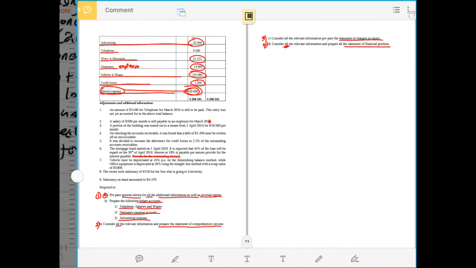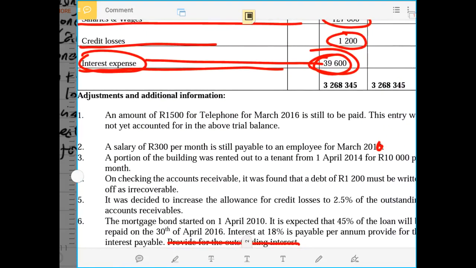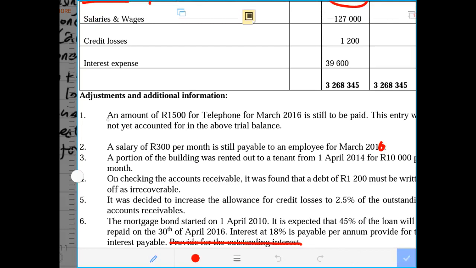Our general entries start with number 1. Number 1 of our general entries tells us that an amount of 1,500 for telephone for March 2016 is still to be paid. And this entry was not yet accounted for in the above trial balance. So now this still has to be accounted for. And remember, it said still to be paid. That means not yet paid. In other words, payable.